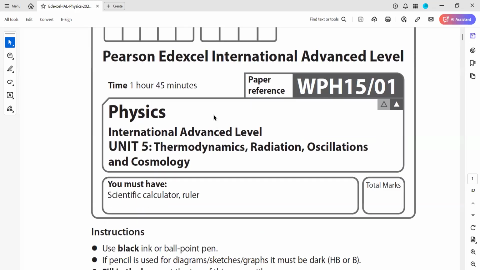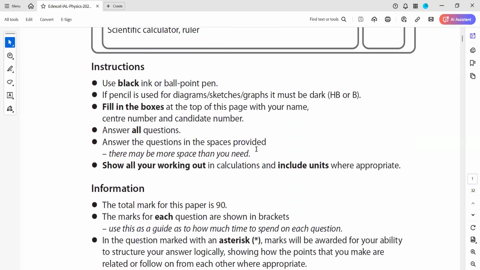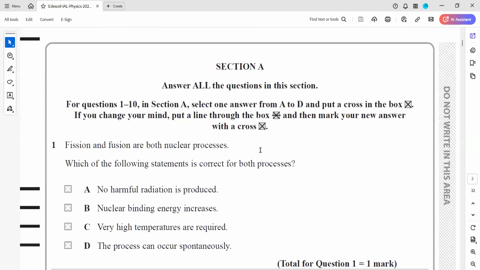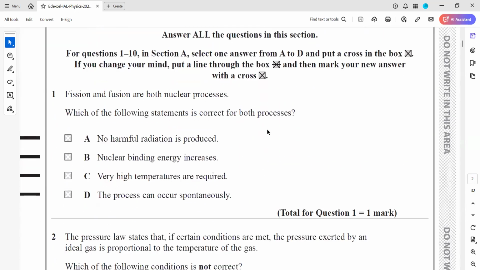This is the October 2022 paper, unit 5. Fission and fusion are both nuclear processes. Which of the following statements is correct for both processes? The nuclear reaction can be a fission reaction or it might be a fusion reaction.